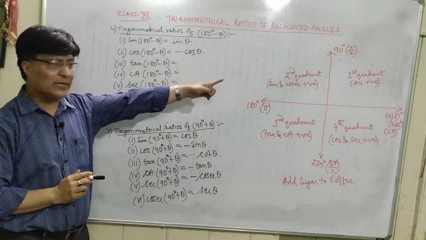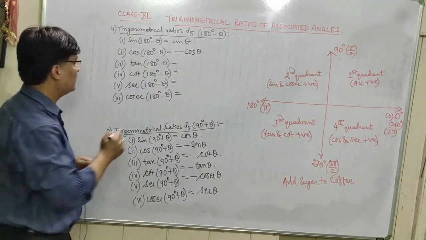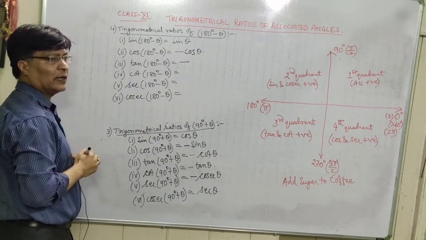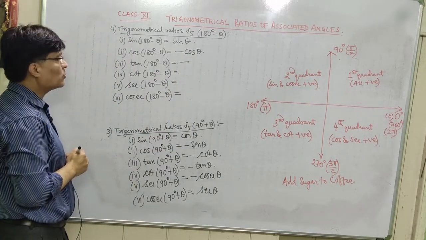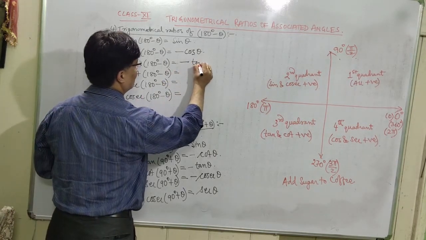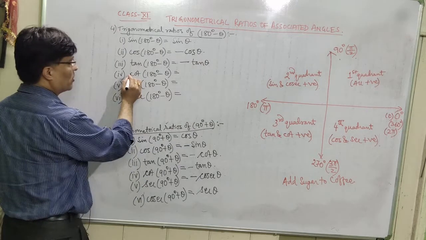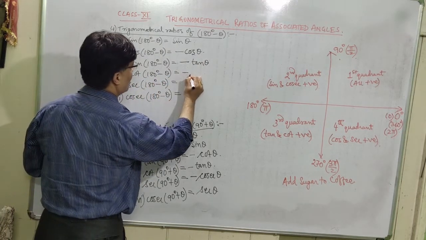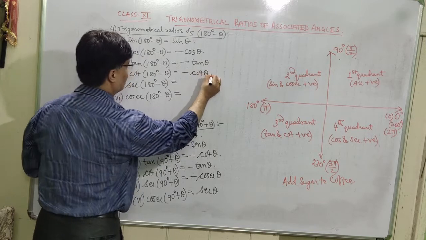180 minus theta also lies in the second quadrant, so it is negative. And tan remains as it is because 180 is an even multiple of 90, so it is minus tan theta. And what about cot of 180 minus theta? It lies in the second quadrant, so it is also minus cot theta.